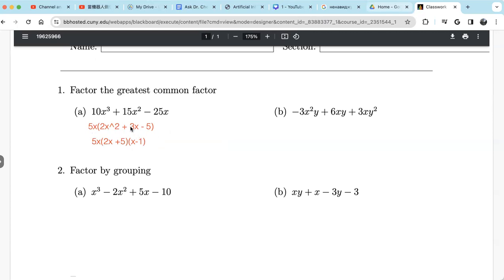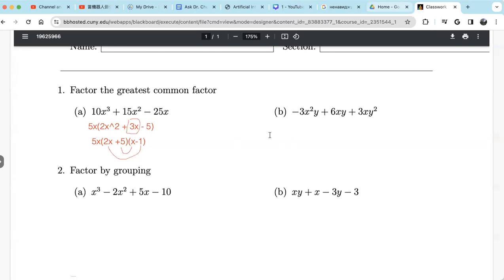In this case, we want to get the middle term of 3x. So middle term 3x is our goal. So we want to factor this way because the middle terms will give us 5x plus negative 2x, bingo, 3x.